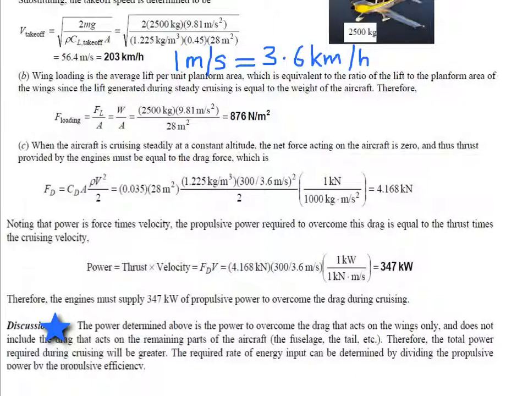Finally, it's worth looking at the discussion. The power determined above is the power to overcome the drag that acts on the wings only and does not include the drag that acts on the remaining parts of the aircraft, the fuselage, the tail. Therefore, the total power required during cruising will be much greater than this 347 kilowatts. The required rate of energy input can be determined by dividing the propulsive power by the propulsive efficiency.